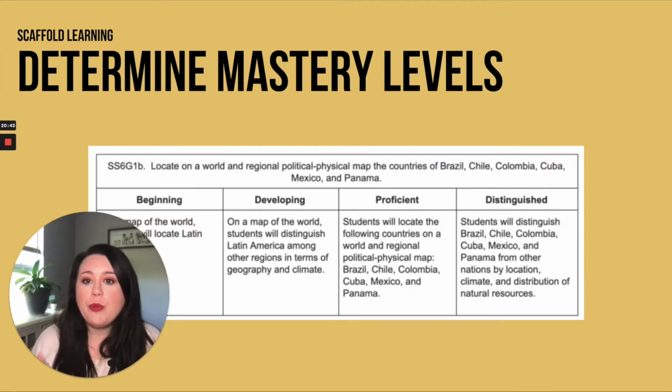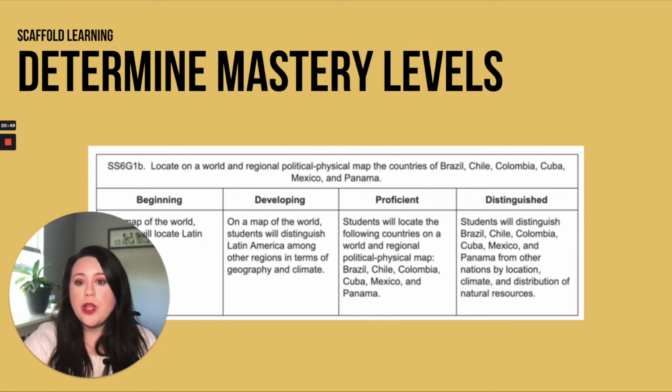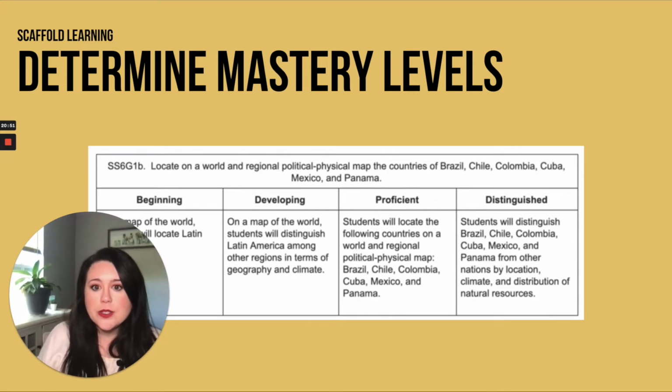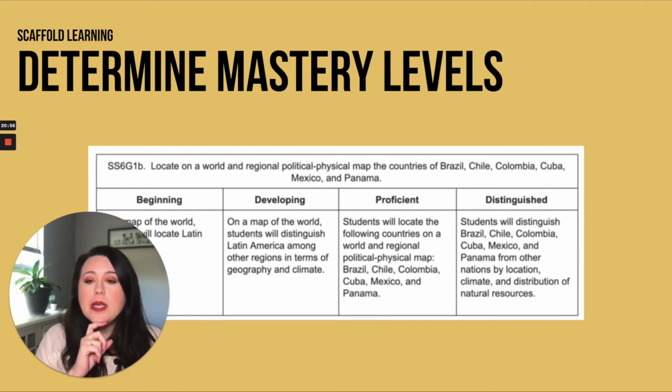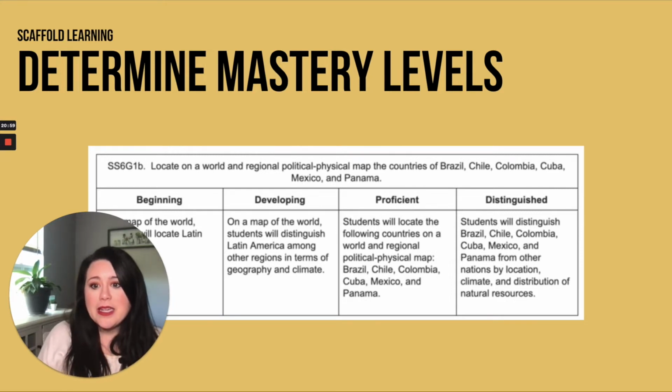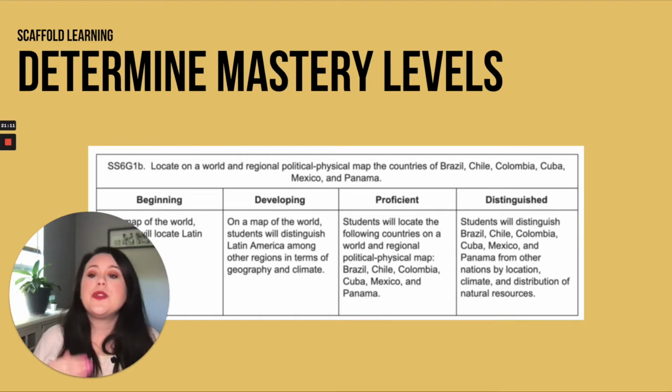Once you have broken down the standard, our second step is to determine our mastery levels. This is where we are categorizing those skills as beginning, developing, proficient, or distinguished. This is going to be case by case, and it is not one size fits all. So this is where your achievement level descriptors and your depth of knowledge wheel will come in handy.